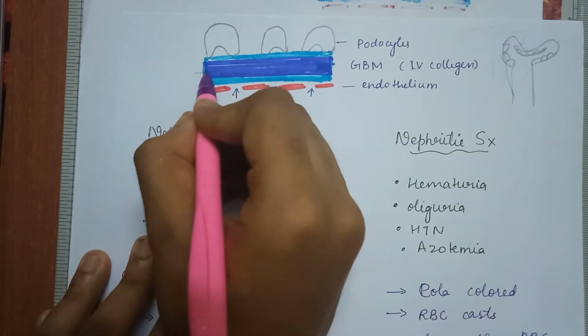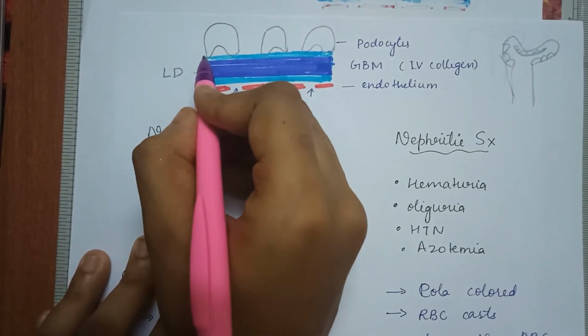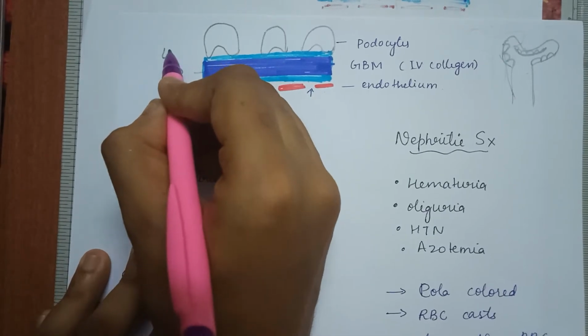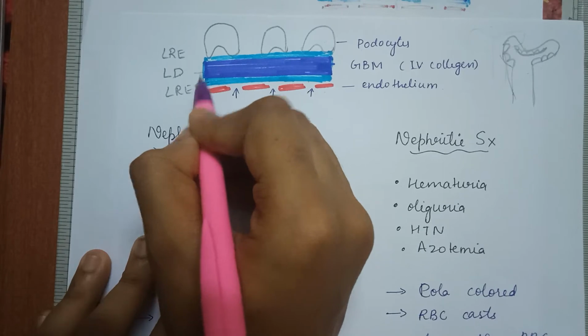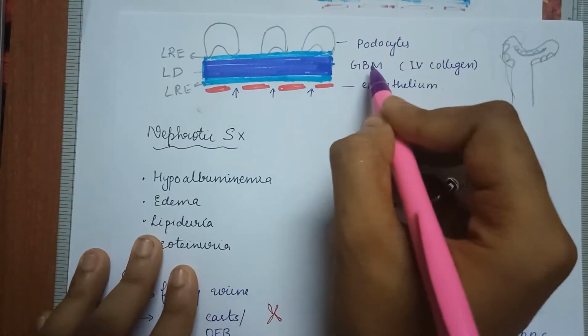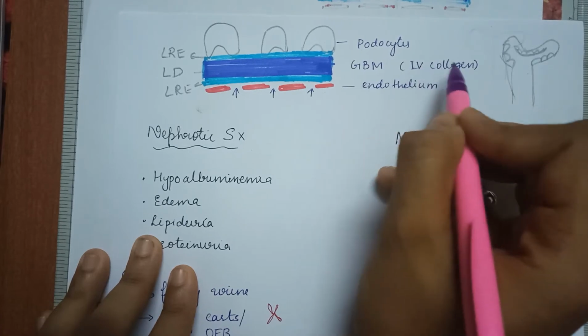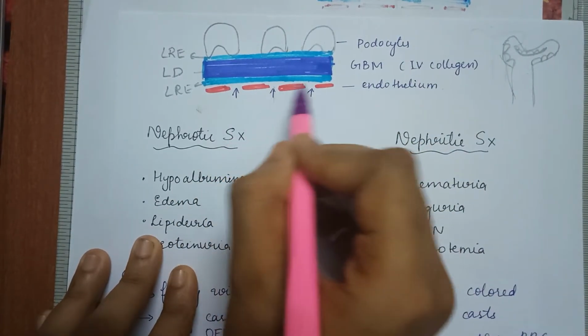This is nothing but lamina densa. The dense part is lamina densa. This outer part is lamina rara externa and this is lamina rara interna. So basically these three components form the glomerular basement membrane, which is made up of type 4 collagen. And remember, the fluid flows like this and gets filtered.